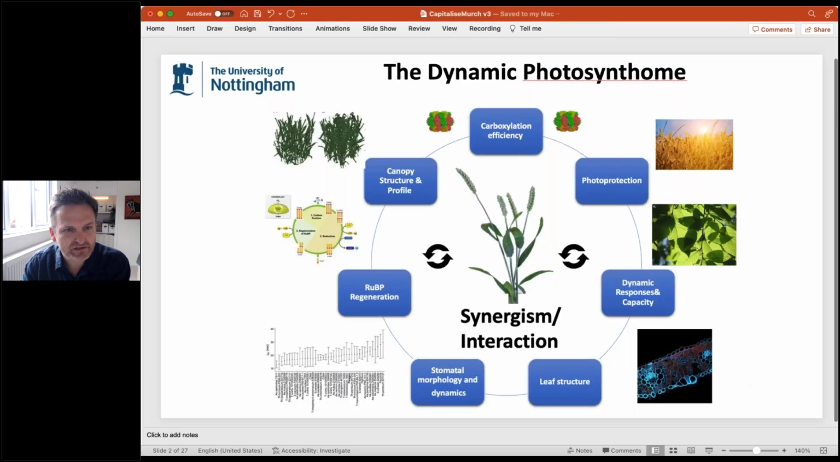Recently, I've been starting talks with this slide. We published a review with the word photosynthome, with the intention that it describes all the processes that affect photosynthesis and its interaction with the environment. It's a bit of a cheesy name, but it does a good job of making the point that photosynthetic physiology is not a simple linear equation, but rather a complex number of interacting processes, including things like carboxylation, photoprotection, dynamic responses, the kind of things that Thomas was talking about just now. All of these interact, but it's canopy structure I'd like to focus on.